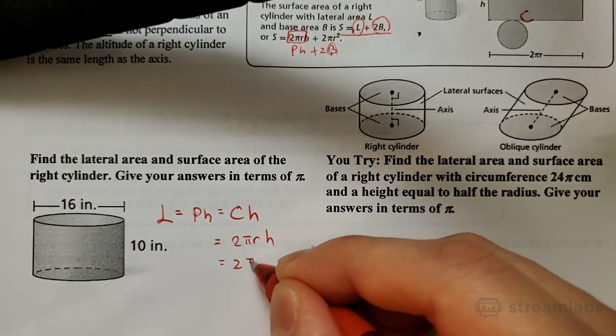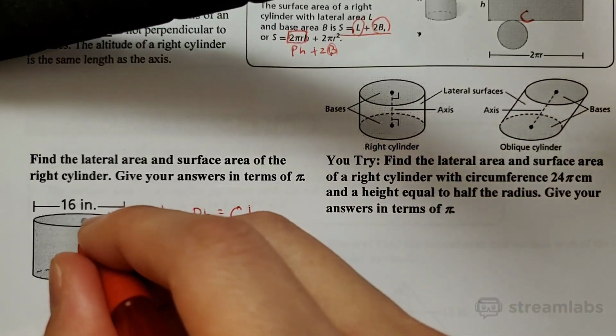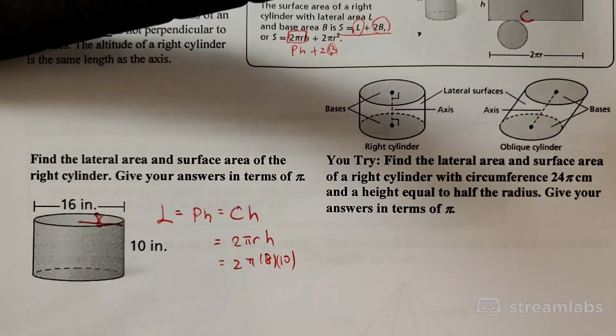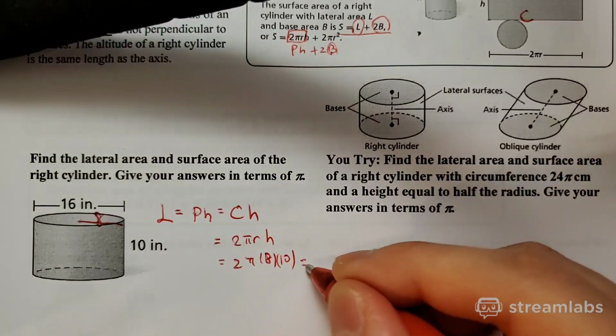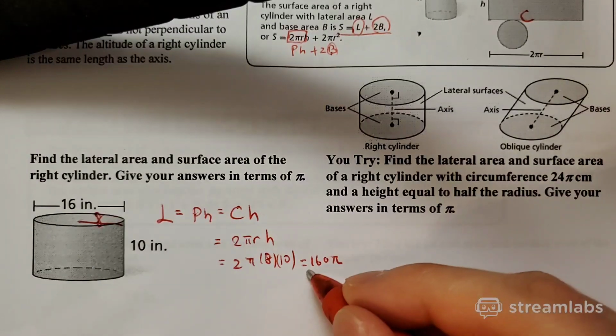So 2 pi 8, height is 10. Why is it 8? Because the diameter is 16. So you multiply this out, you get 160 pi. They say leave it in pi, so we'll leave it in pi, okay?